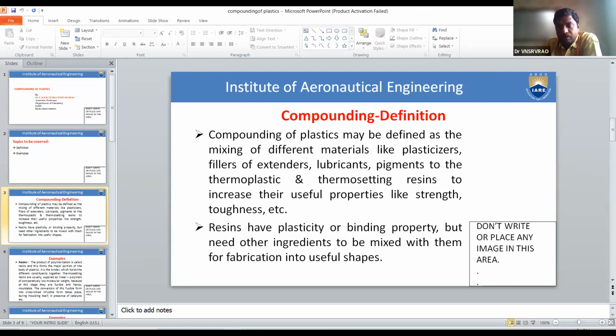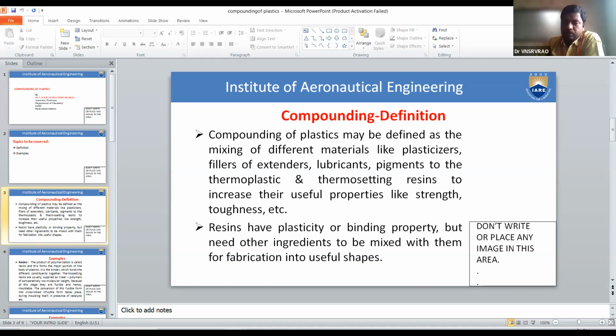Plasticity means they are molded into desired shape by applying temperature and pressure. So initially the plastics get the plasticity because of the addition of the resins or binding property, but they need the other ingredients to be mixed with them for the fabrication into useful shapes.